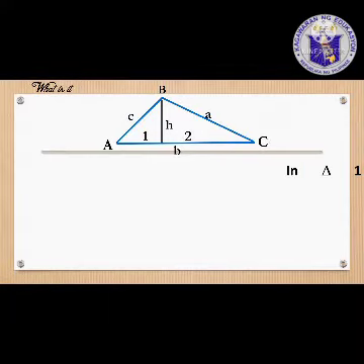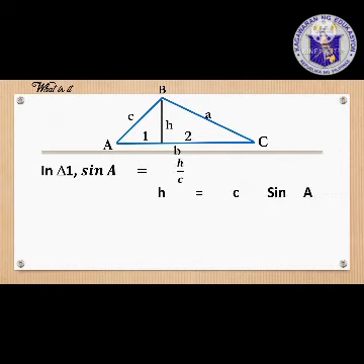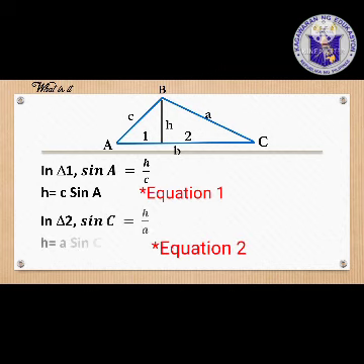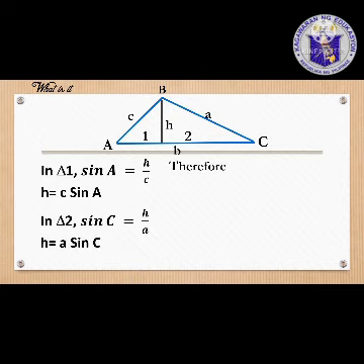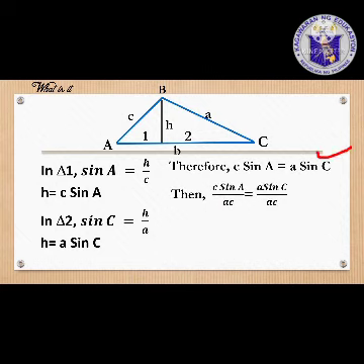In triangle 1, sine of angle A is equal to the opposite side over the hypotenuse. So h is equal to c sine A. So that is the first equation. For the second equation, use triangle 2. Sine C equals h over a. Then h equals a sine C. So after getting the two equations for h, using transitivity, you can write c sine A equals a sine C.